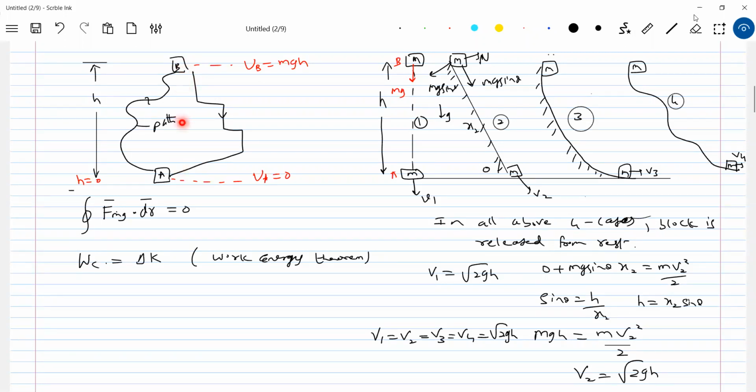Because mg is acting vertically down and displacement is vertically down, the work done by the weight is positive. So what happened? Potential energy got decreased. So there's some relationship between the work done by a conservative force and the change in potential energy. How are they related? Shall I put minus delta U?